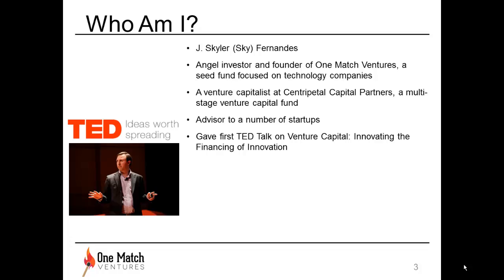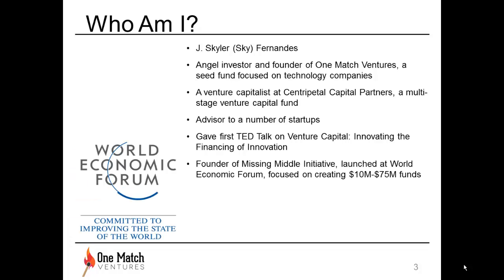Some interesting factoids about myself. I gave the first TED Talk on venture capital called Innovating the Financing of Innovation. I'll provide a link off to the right to watch that video if you're interested. I'm also the founder of the Missing Middle Initiative, launched at the World Economic Forum, focused on creating funds between $10 and $75 million. And that size of fund is able to make investments typically between $100,000 and $2 or $3 million for each portfolio company, which really is the core size of capital that most entrepreneurs need to get started. And that really is a missing source of capital that most entrepreneurs need, and there's not that many funds that actually provide that size of capital.